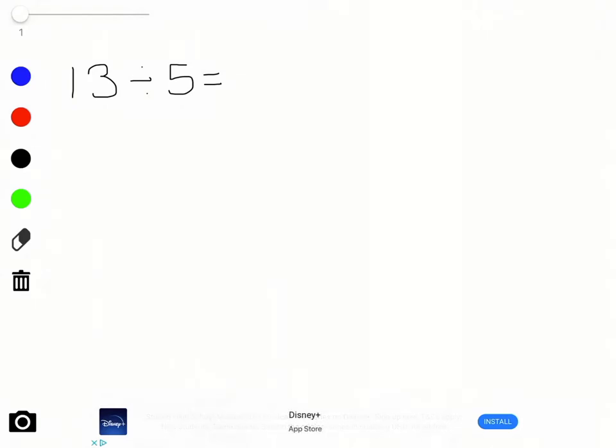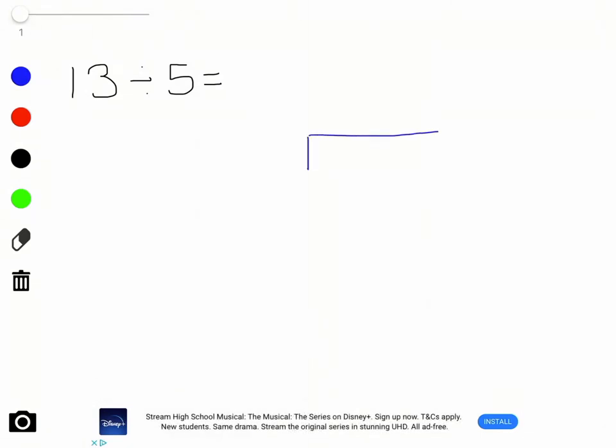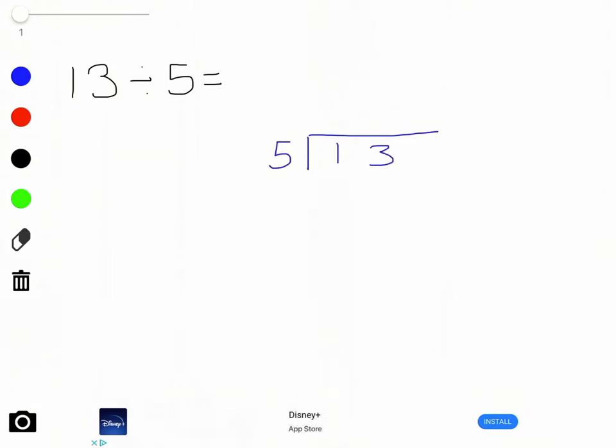So when I come to calculating this, I'm going to use the bus stop. And I put 13 inside and the 5 on the outside. So how many 5s go into 1? Nothing. I can't do that, but I must remember here to carry my 1. How many 5s go into 13? So 5, 10 goes in twice.